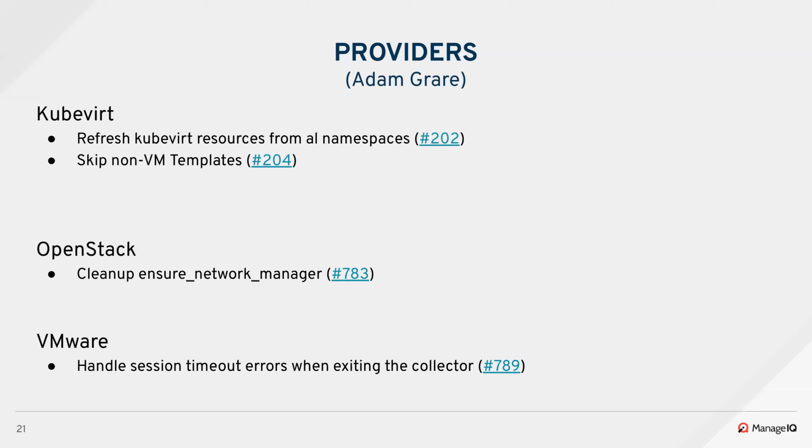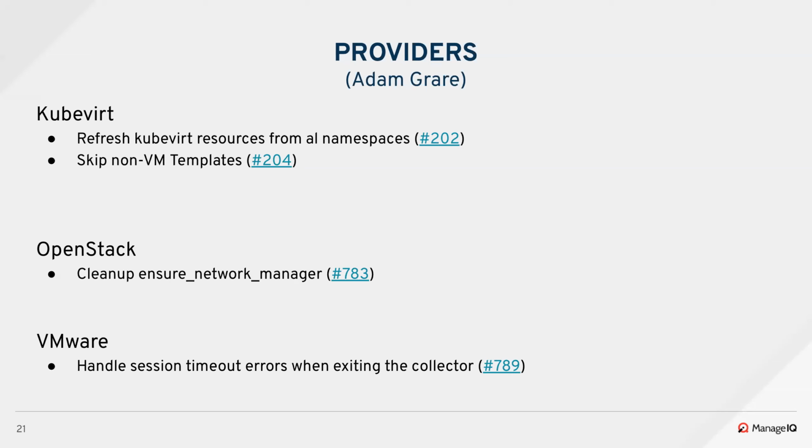For KubeVirt, we had an enhancement to collect from all of the namespaces. I just noticed a typo there. So we'll collect from all namespaces, where before it was only ever possible to collect KubeVirt from the default namespace. This is no longer the namespace that CNV gets installed to on OpenShift 4. So essentially, if you added a KubeVirt provider, even though everything worked correctly, you wouldn't get any VMs or templates returned. We're also now skipping non-VM templates.